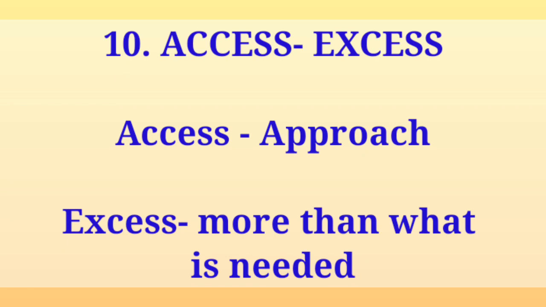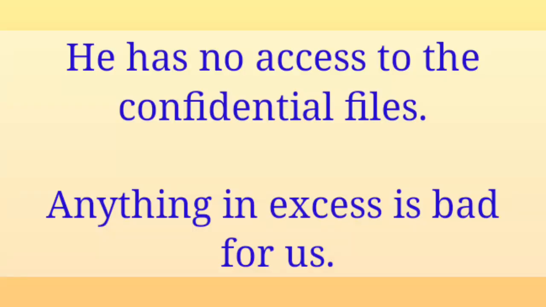Now next set of words are access and excess. Access with the A means approach and excess with the E means more than what is needed. Now look at the sentences. He has no access to the confidential files. Here access means that he has no approach to the confidential files. He cannot see it. He cannot go to them. The next sentence is, anything in excess is bad for us. Here excess means that anything when it is more than needed, it is bad for us.